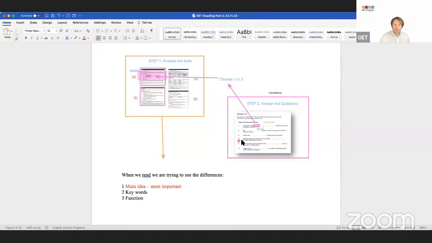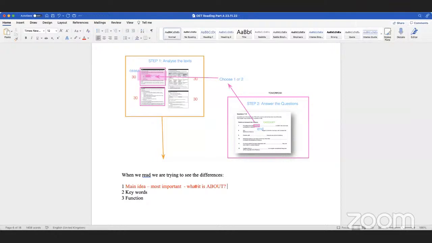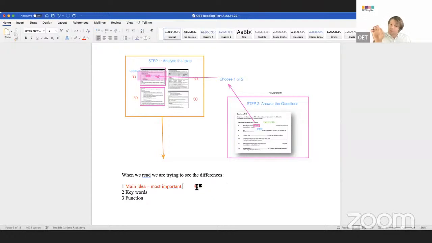You can think about the main idea or the topic. This is like what it's about, right? If I watch the World Cup, what is the World Cup about? What's the main idea? Football. Okay, so that's the main idea, right? Keywords is the opposite. Keywords is looking at specific words, all right? Function is answering the question, what is this doing to the reader?